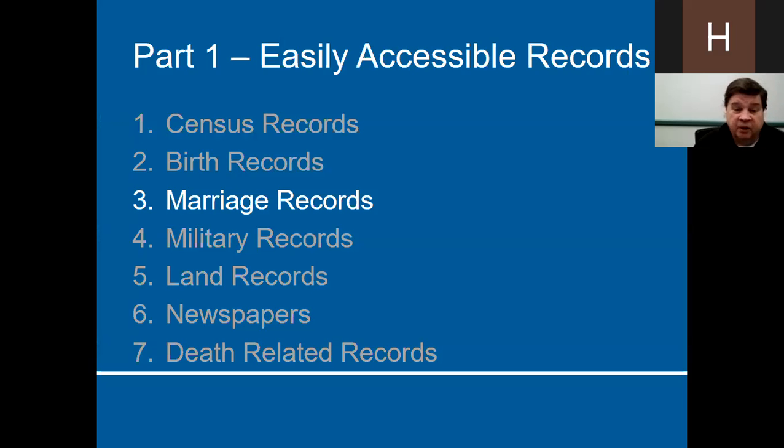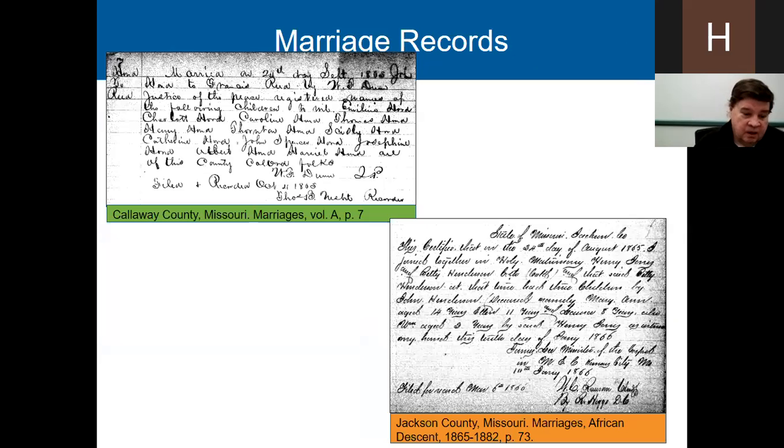I want to look at some marriage records now, because this is another source of information. Most states have kept marriage records for a while. Usually it's one of the earliest things they start recording. And here are examples from Callaway County, Missouri, and Jackson County, Missouri. Sometimes they kept African Americans in a separate book from the European descended people. Sometimes they didn't.